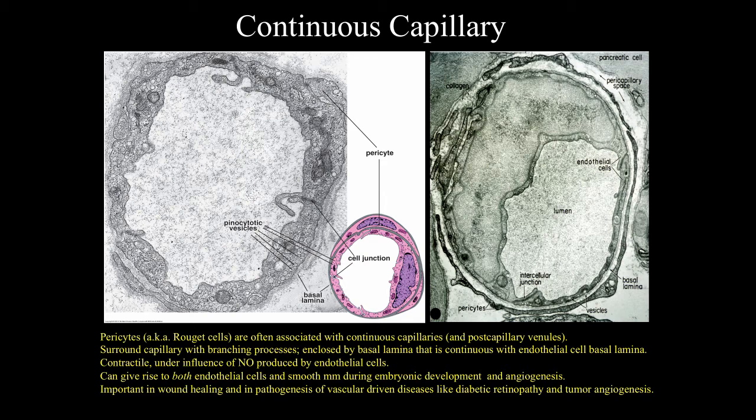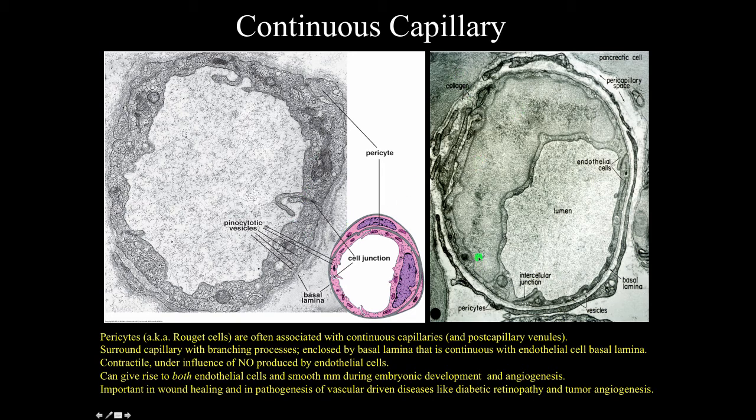Pericytes are contractile under the influence of nitric oxide, which is produced by the endothelial cells. Pericytes can give rise to both endothelial cells and smooth muscle cells during embryonic development and during angiogenesis. Thus, pericytes play an important role in wound healing and in pathogenesis of vascular-driven diseases like diabetic retinopathy or even tumor angiogenesis. The electron micrographs are very nice because they show the tight junctions between the endothelial cells.